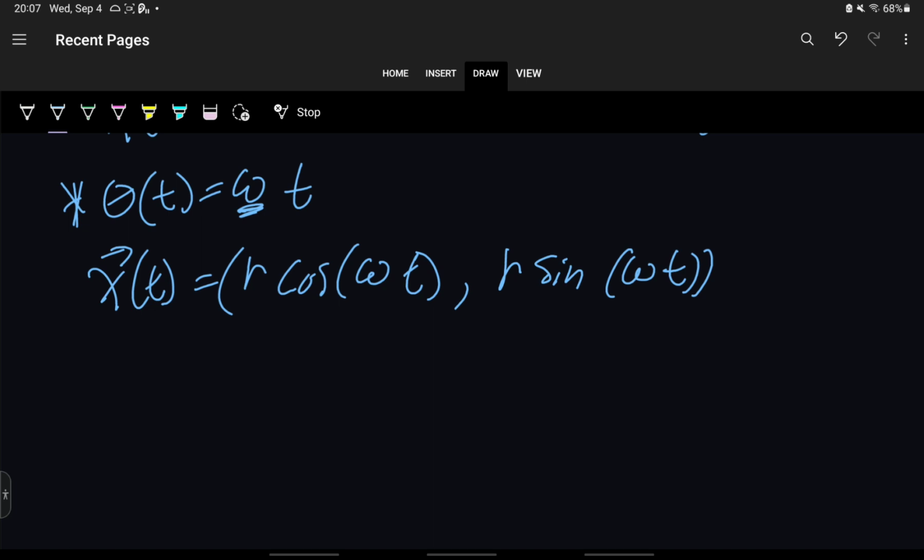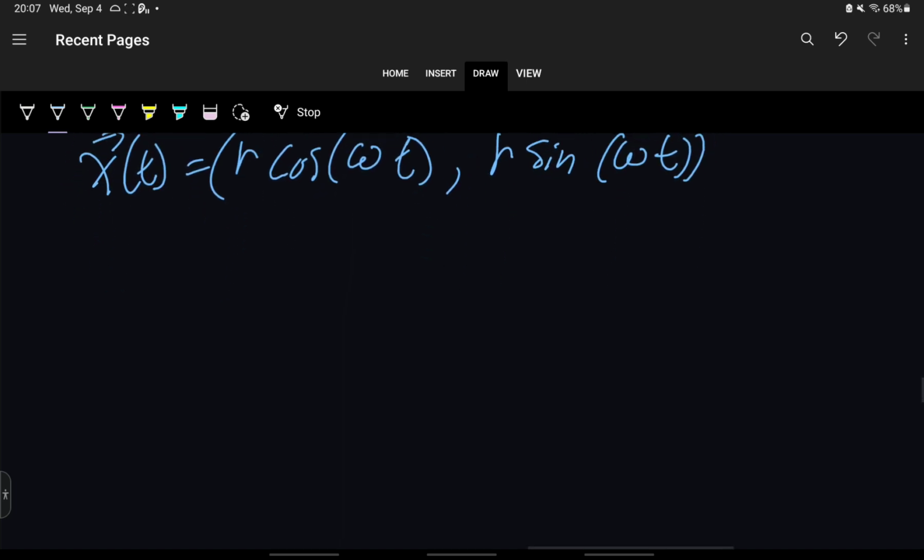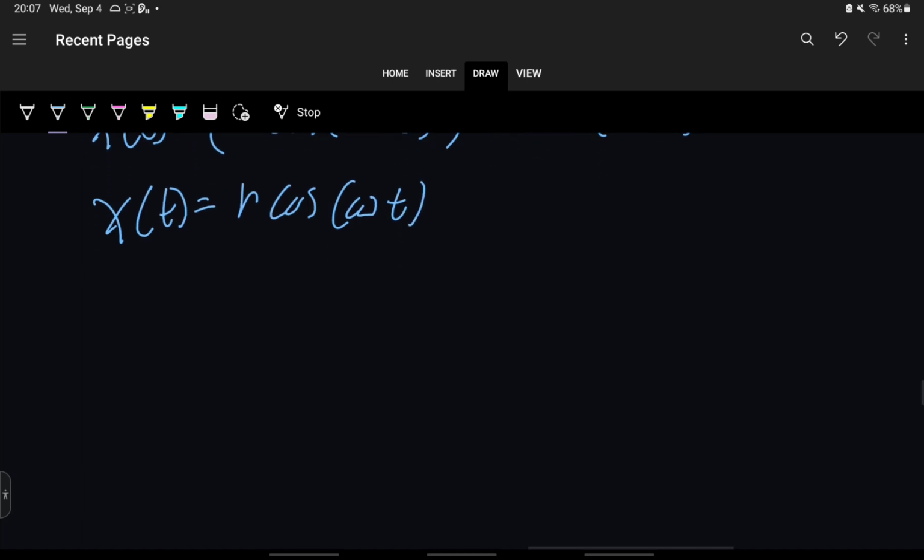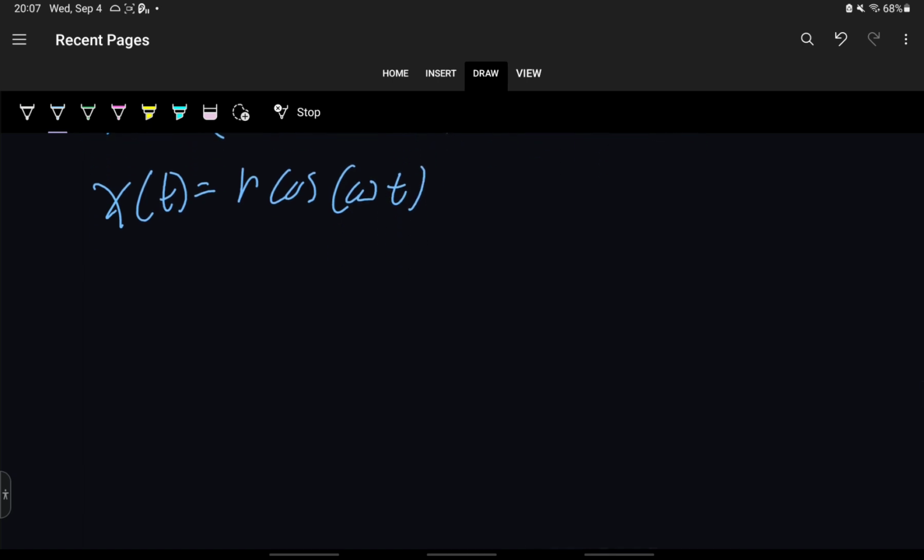And now the second step is to differentiate the position vector to find the velocity. To find the velocity vector v of t, we're going to have to take the time derivative of each component of the position vector x of t. So let's go ahead and write down our components. Our first component is x of t is equal to r cosine omega times t. And let's go ahead and differentiate with respect to time.